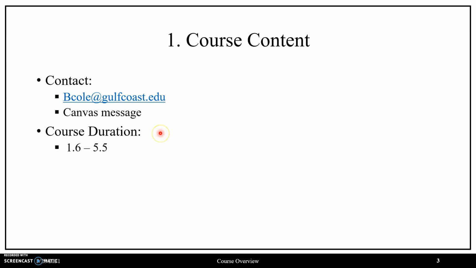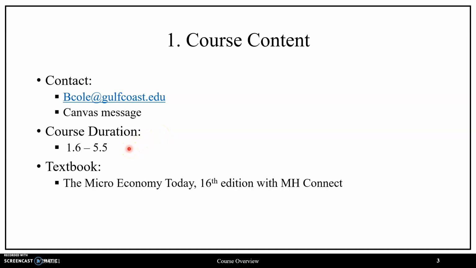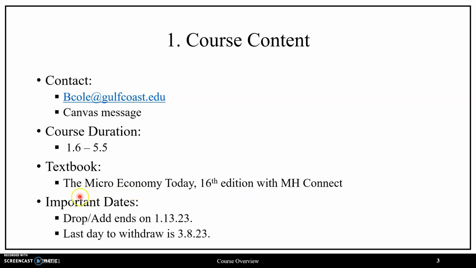Now, in terms of course duration, our course will take us from the 6th of January through the 5th of May, and in terms of textbooks, we'll be using the 16th edition of Microeconomy Today with McGraw-Hill Connect Access, in which the access code and the textbook can be purchased independent from one another, or they can be purchased as a bundle. However, the only thing to make sure is, when you make this purchase, in terms of the McGraw-Hill Connect access code, please be sure that it's compatible with the 16th edition of the text.